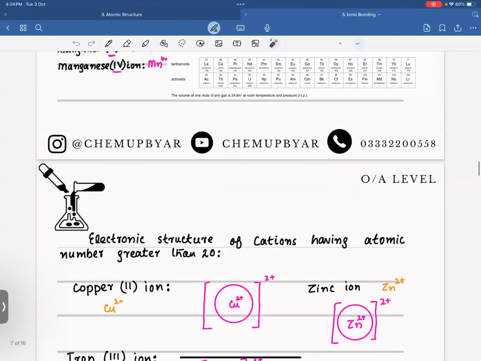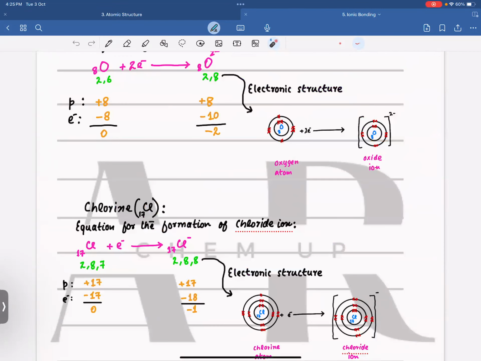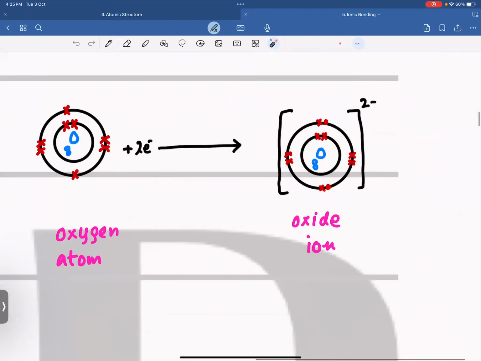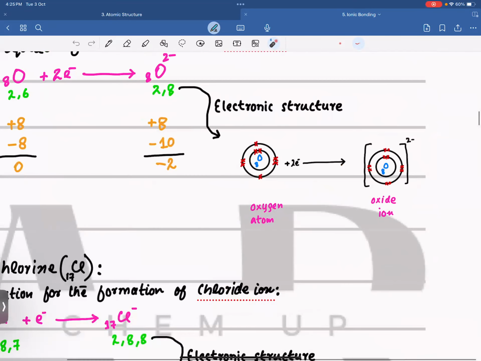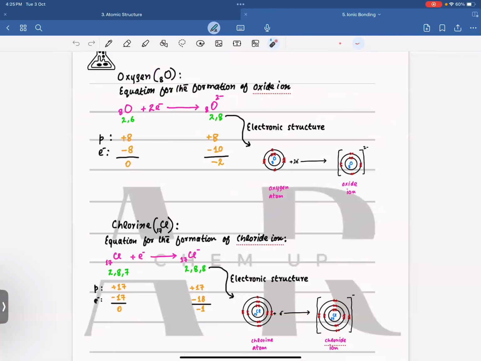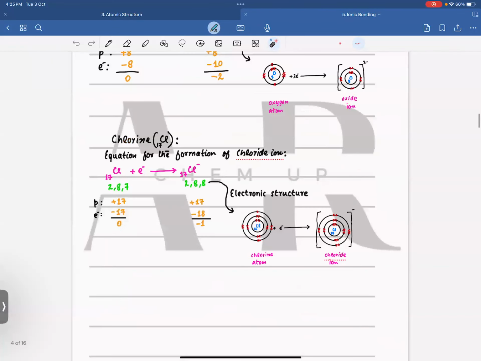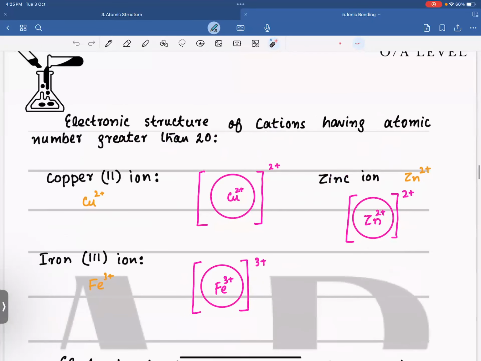So now the electronic structure for these. When we have to draw the electronic structure of ions which have an atomic number lesser than 20, we usually draw all the shells and all the electrons that are present in the ion. But if you have to draw the electronic structure for a cation whose atomic number is greater than 20, it is a very easy practice. You have to do it like this only.